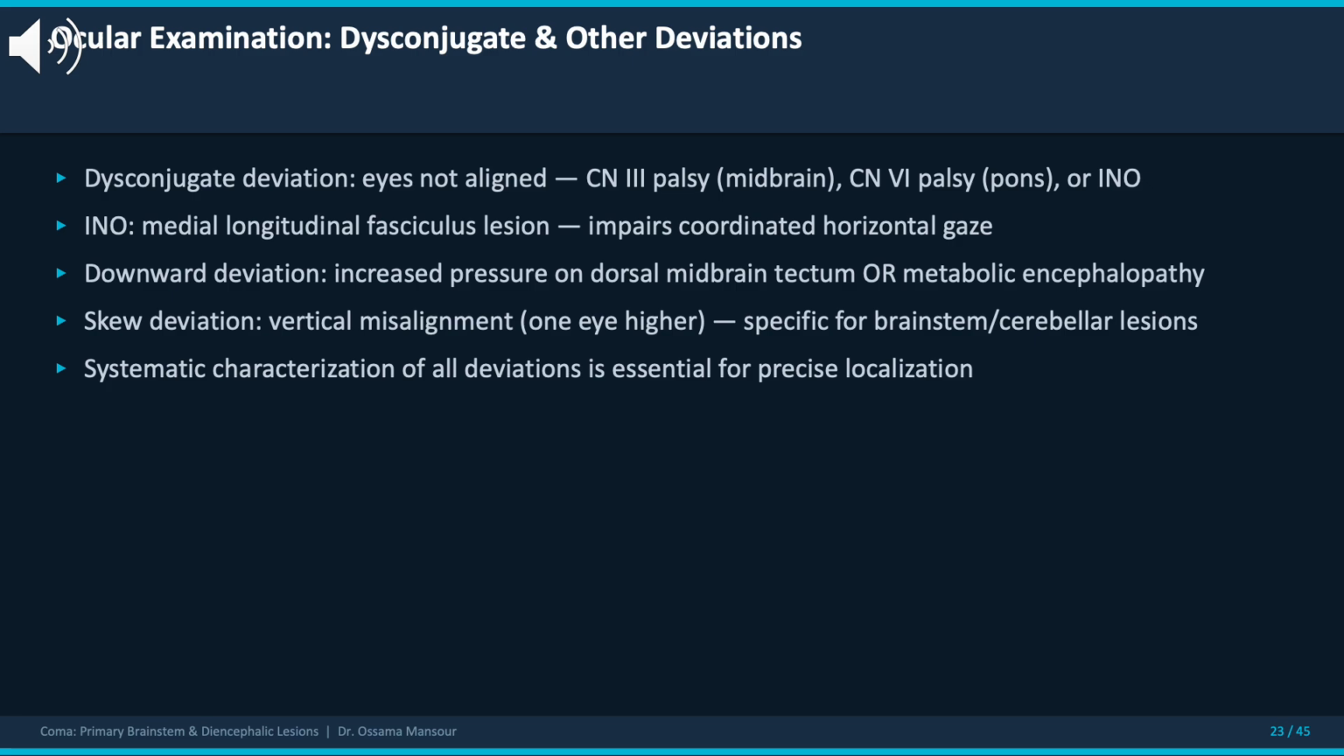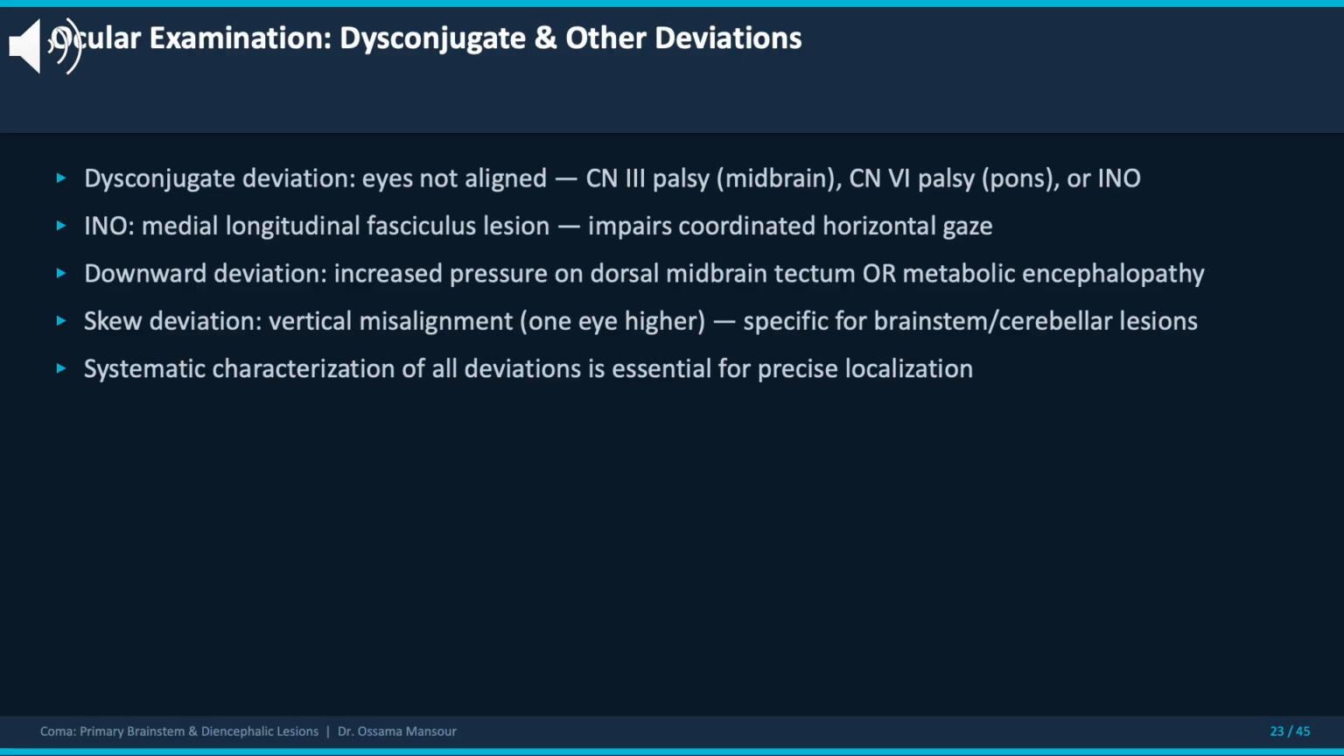Downward deviation, where both eyes rest in a downward position, is suggestive of increased pressure over the tectum, the dorsal midbrain, compressing the vertical gaze centers. However, downward deviation is also commonly seen in metabolic encephalopathies.